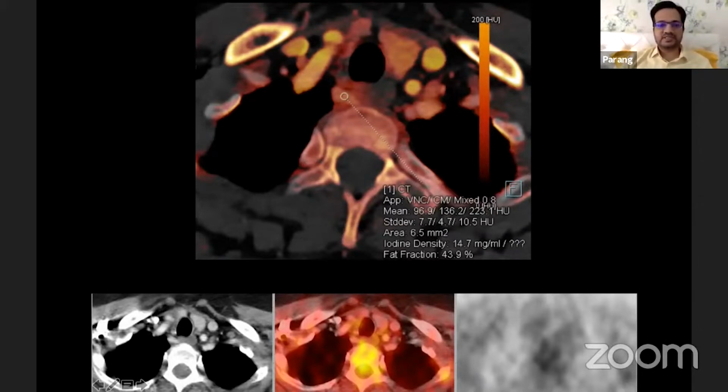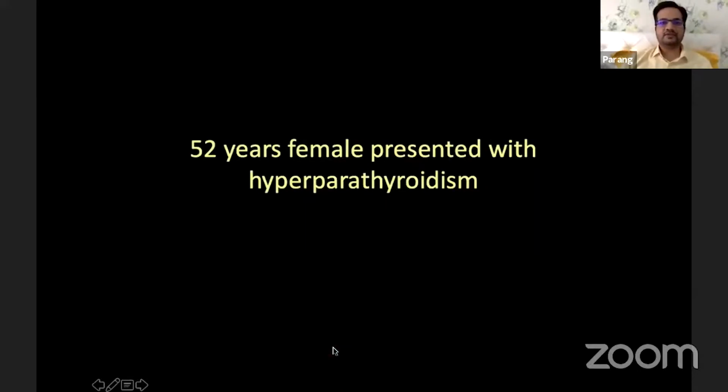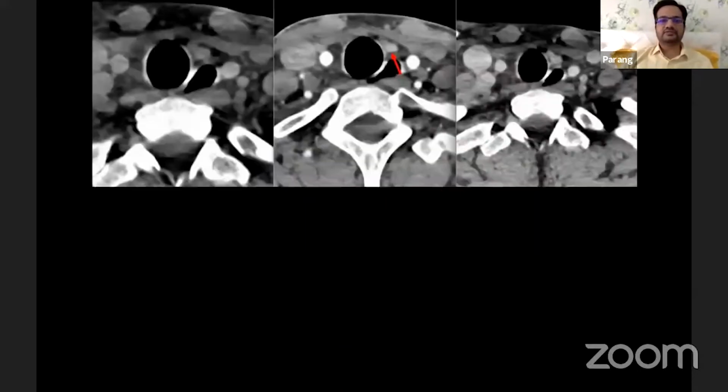And this is the PET CT. This patient had a PET CT done a couple of years back for another purpose. And we could obtain it and we could see that there is an FDG uptake also, but the lesion was already present there. One more example, a 52-year-old female.